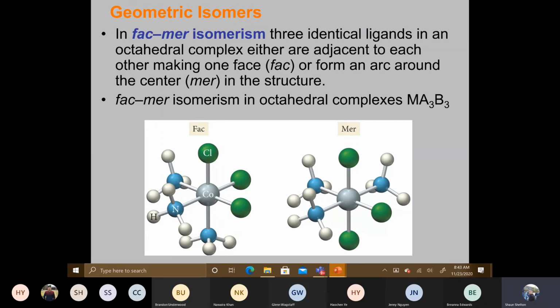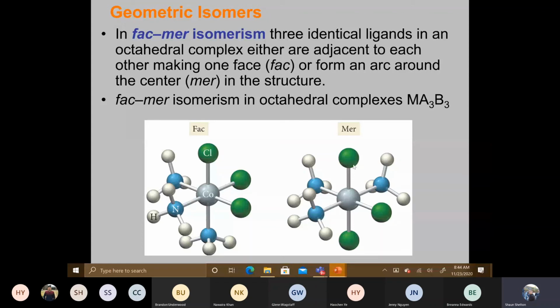So when I say observation, it's how you perceive the ligands and the way they're attached. So FAC-MER is how I say this. FAC is representing face, I guess it'd be face-MER, but whatever. So MER means meridian. Think about the prime meridian. It runs from the north to the south pole.